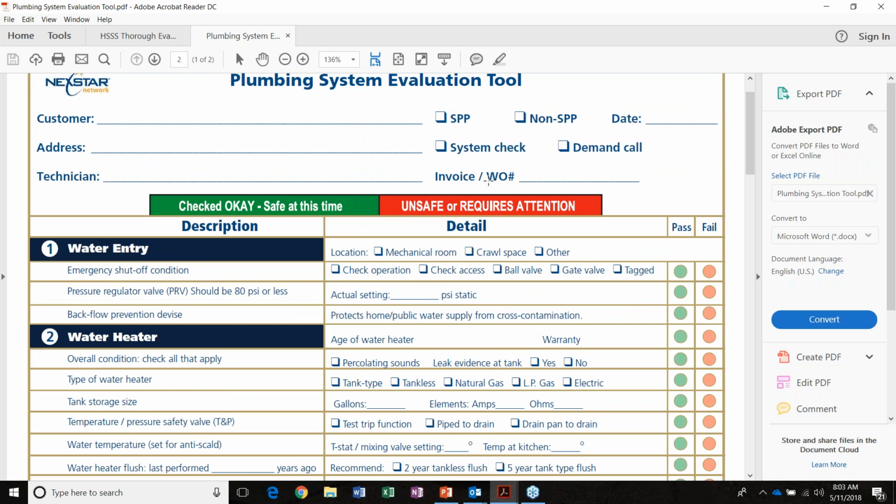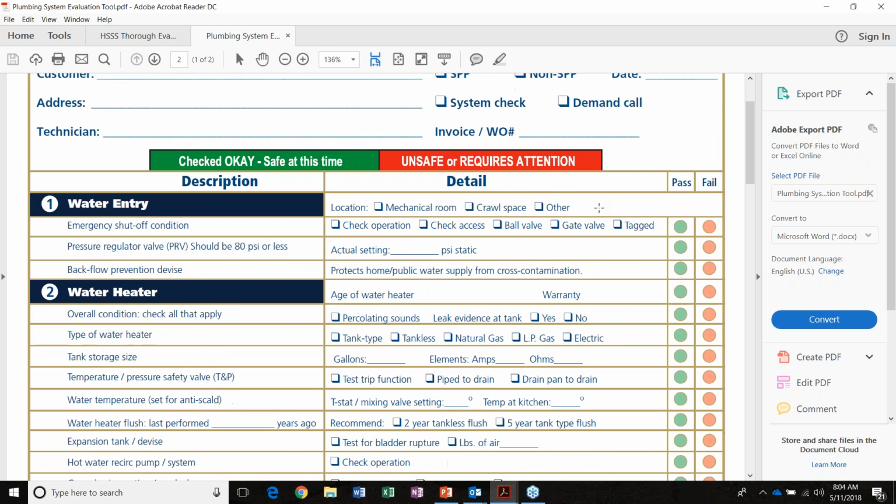You've also got the red and green visual keys here. We checked it okay and it's safe at this time. Or if it's red, this is an issue. We have something that might deserve your attention, right? So we're going to go through some basic things: emergency shutoff, pressure regulator valve, and we put the recommended PSI right on there. So again, when we show this to the customer and we're going through the checklist, if it's above 80 PSI, that's a red item. If it's below 80 PSI, then you're probably green.